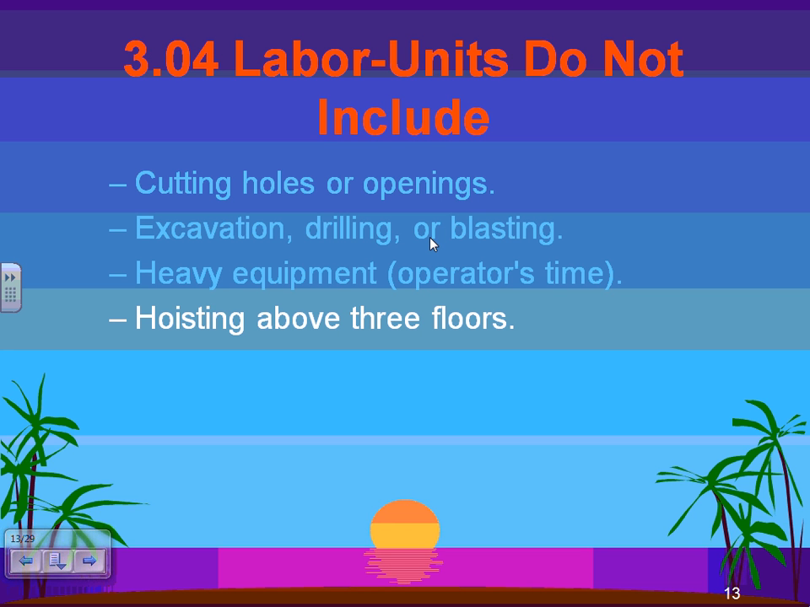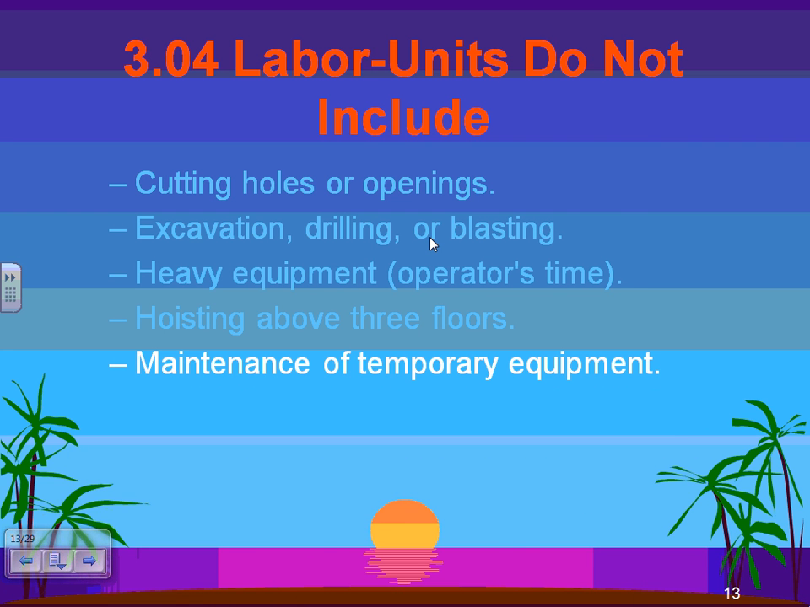Hoisting above 3 floors. You need to lift above 3 floors. That's not included. Even if you're higher than 3 floors, you have to readjust. What does it mean it's not included? It means you have to readjust your labor. So if I want to install this fixture higher than 3 stories, then if it takes me 0.5 of an hour, I might add another 0.1. It becomes 0.6. Adjust it, up it.